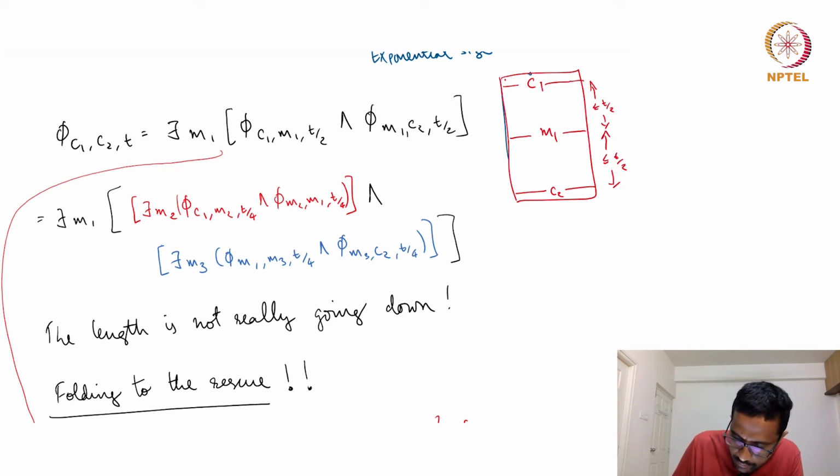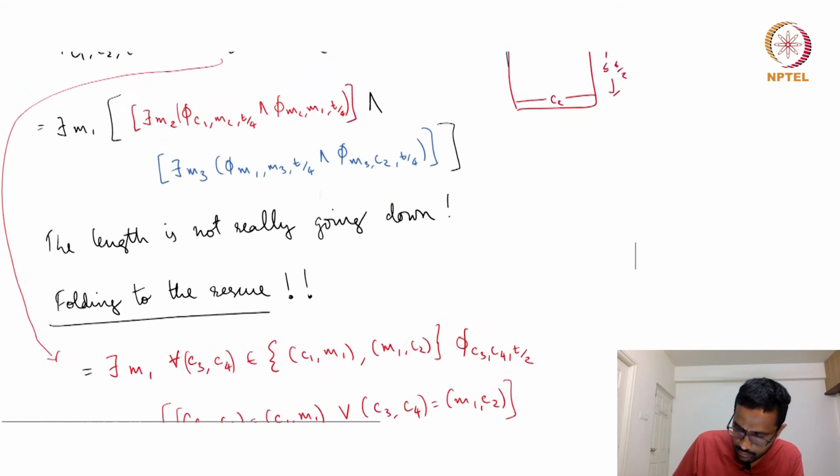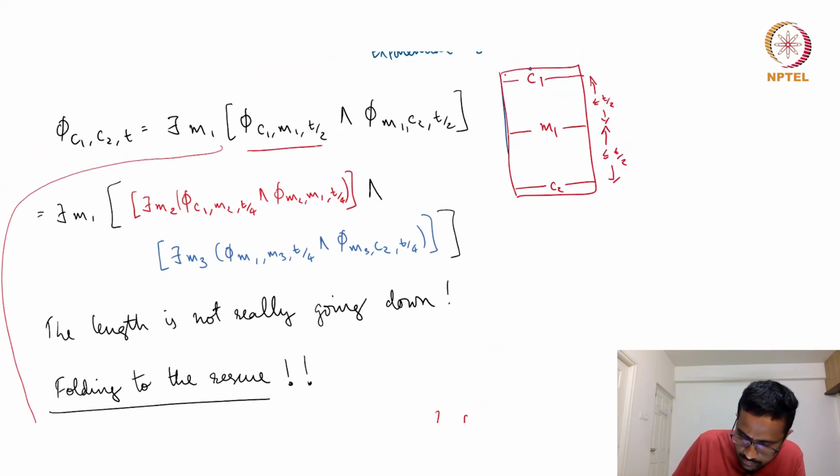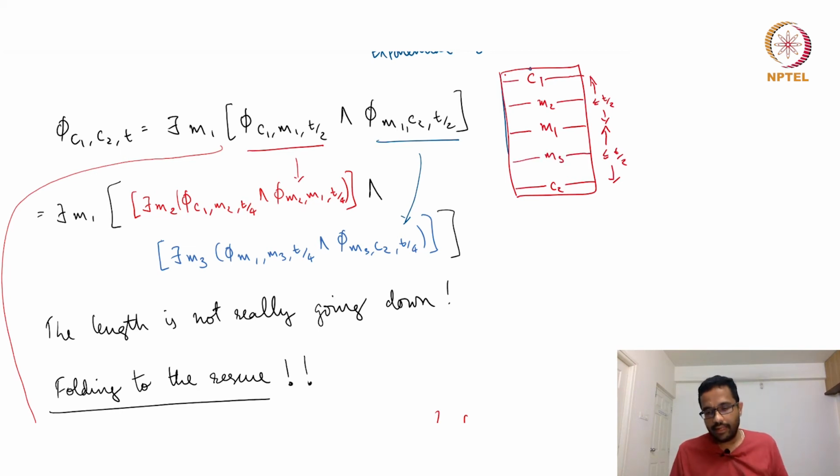Now I could possibly rewrite this part, C1 M1 t over 2, in a similar fashion in this red color, and M1 C2 t by 2 into this blue colored notation. Basically between C1 and M1 there has to be an intermediate M2, and between M1 and C2 there has to be an intermediate M3, right? So we are checking whether C1 to M2 can be traversed in t by 4, M2 to M1 in t by 4, M1 to M3 in t by 4, and M3 to C2 in t by 4. That gives you this kind of formula.